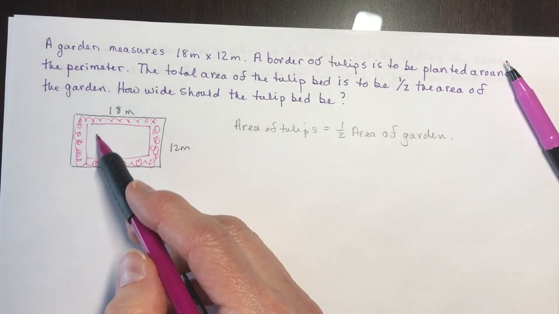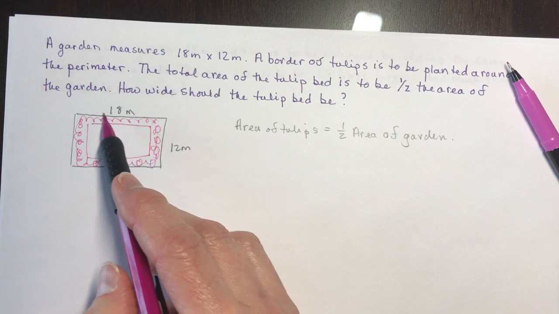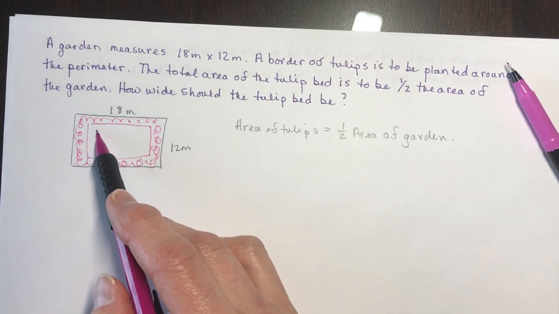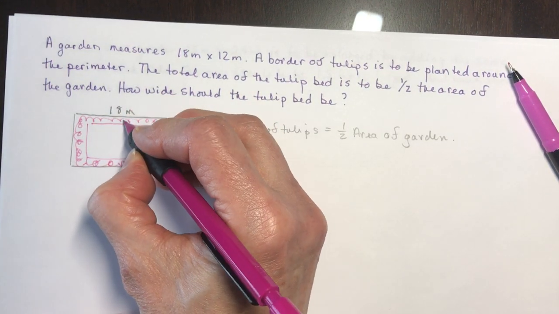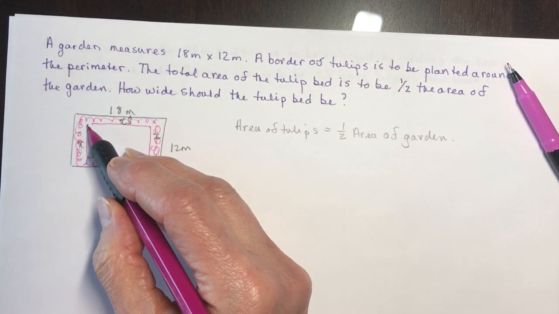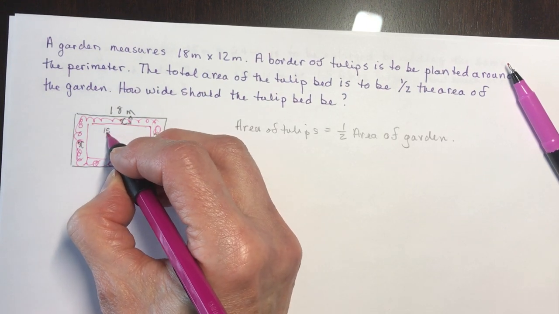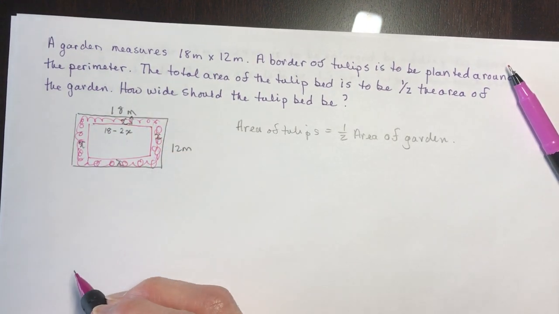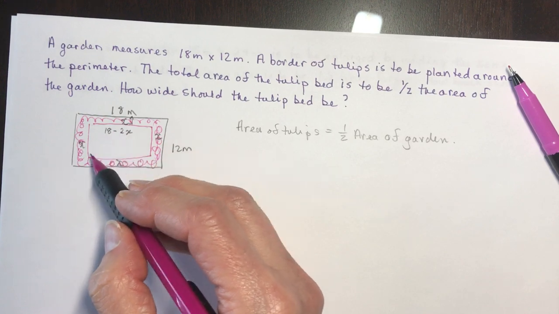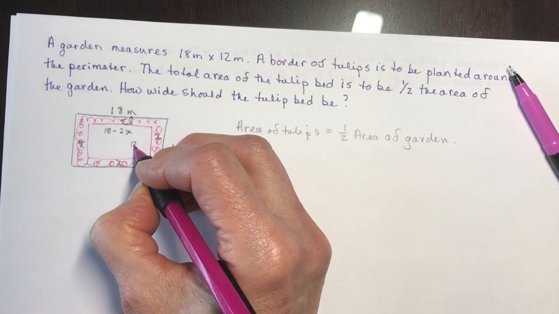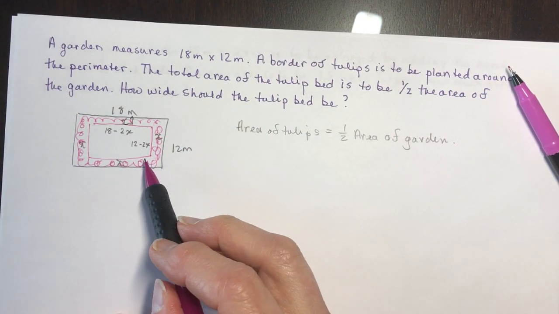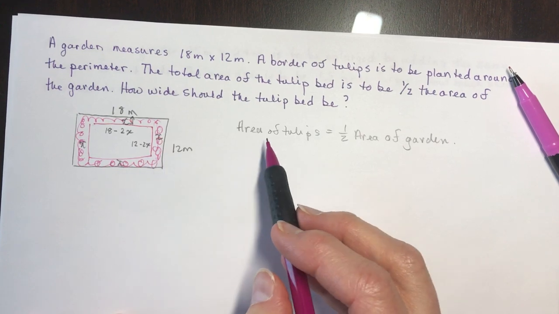So again, this is just like the one we did previously, except this time, because we had the outside measurements, that's why I wanted to do this one, it means that this area is going to be, this is my x in here. Okay, so we have an x, x, x, x. So this length in here is going to be 18 minus two x's. That's going to be the area of the garden, right? The inside garden. So the part that doesn't have tulips. So this is going to be 12 minus 2x. So I had to do that because I'm trying to find a relationship for just the area of the tulips.